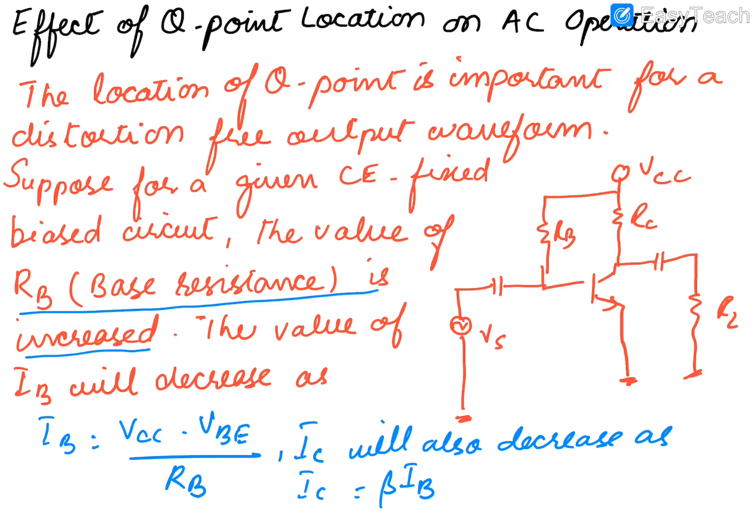Bismillahirrahmanirrahim. Today we will start with the topic of effect of Q point location on AC operation. So the Q point is important for a distortion free output in amplifiers.